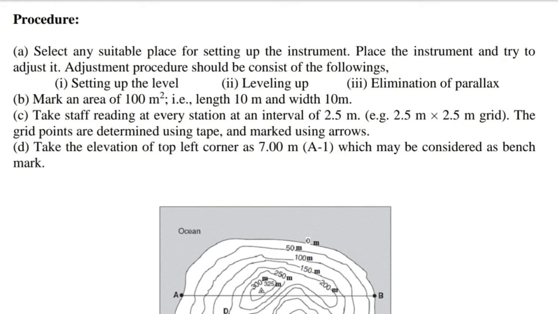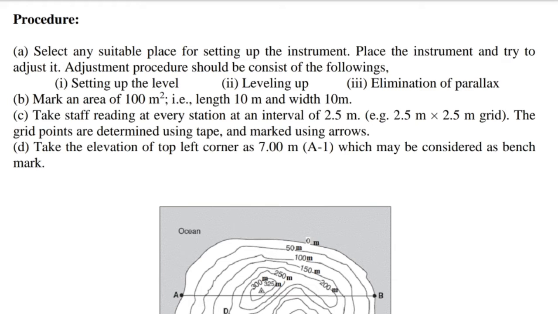Procedure: A. Select any suitable place for setting up the instrument. Place the instrument and try to adjust it. The adjustment procedure should consist of the following: 1. Setting up the level. 2. Leveling up. 3. Elimination of parallax.